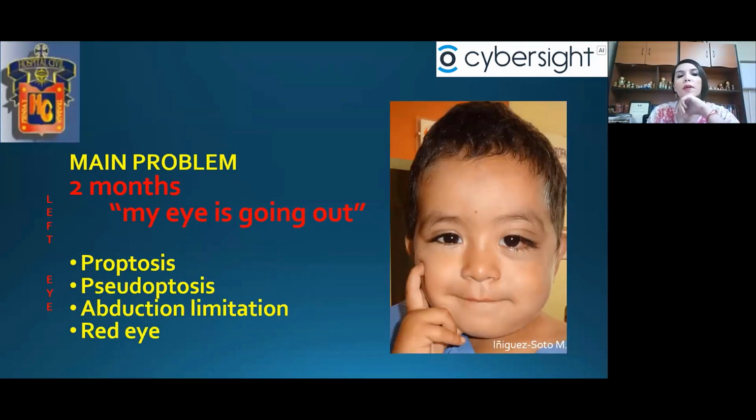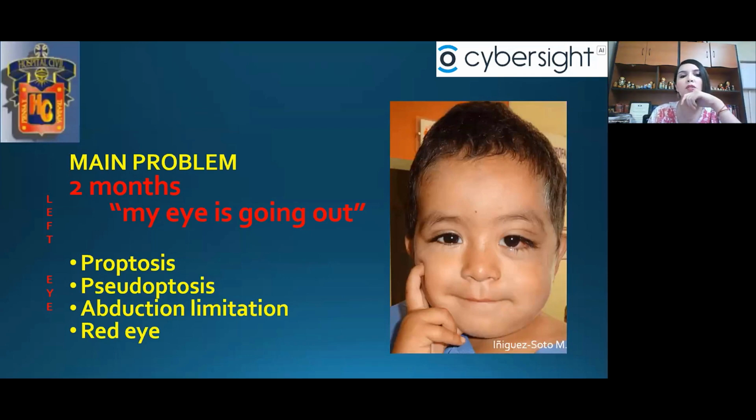Our first patient is a 2-year-old little boy whose main problem is a history of 2 months, and his mom says that the eye is going out. The left eye is going out. The little boy says so too.